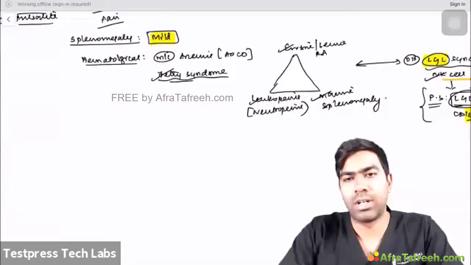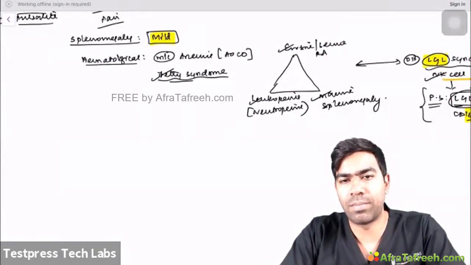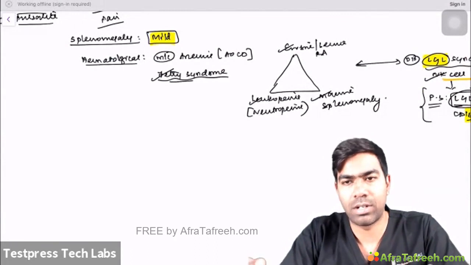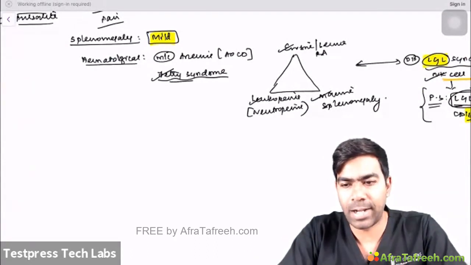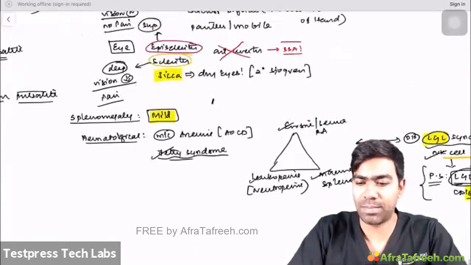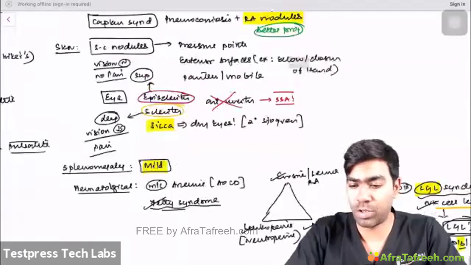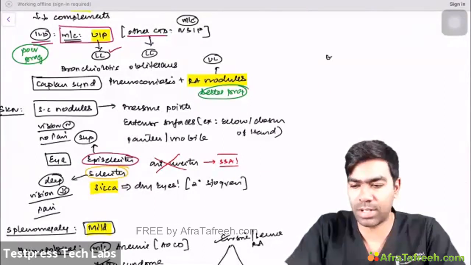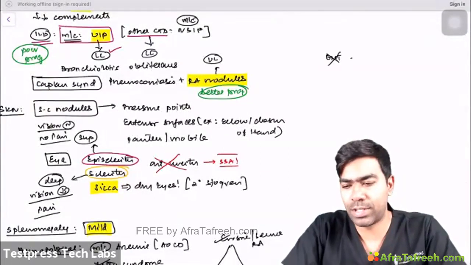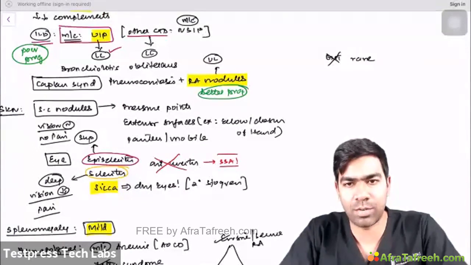We know, and I think we have completed all the extra-articular manifestations. Apart from that, there are some areas which are very rare. What are the things that are not involved very commonly in rheumatoid arthritis? For example, so many things you have seen, but GIT involvement I have not told, which means GIT involvement is extremely rare in the setting of rheumatoid arthritis.